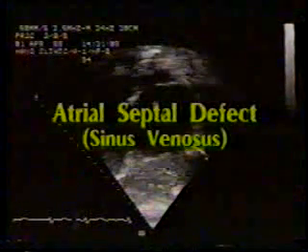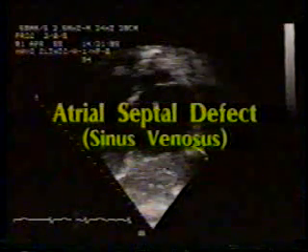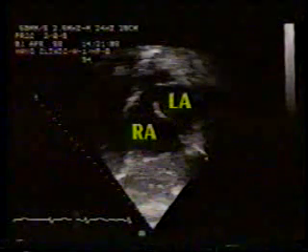Here are the anomalously connected pulmonary veins from the right lung. Remember that anomalous pulmonary venous connection is almost always present in patients with sinus venosus atrial septal defect. 2D imaging of sinus venosus ASD is frequently very challenging and requires scanning in the frontal plane from the subcostal position. This still frame is that of a 36-year-old patient with sinus venosus ASD.